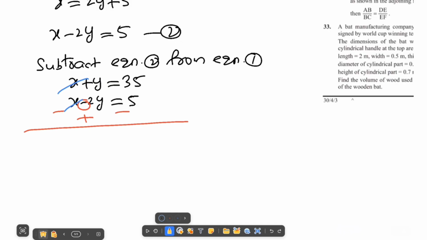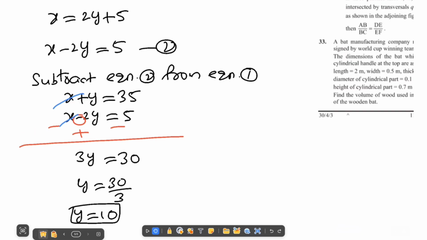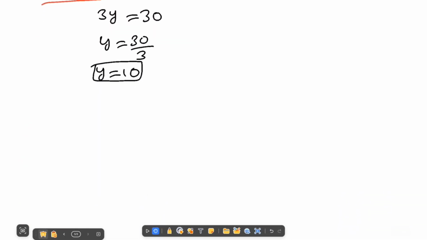Now what do you have? y plus 2y is 3y. 3y is equal to 35 minus 5, which is 30. Now 3 goes to the right side. y is equal to 30 by 3. Now y is equal to 10. So to get the x value, substitute in equation 1. So what is equation 1? x plus y is equal to 35.